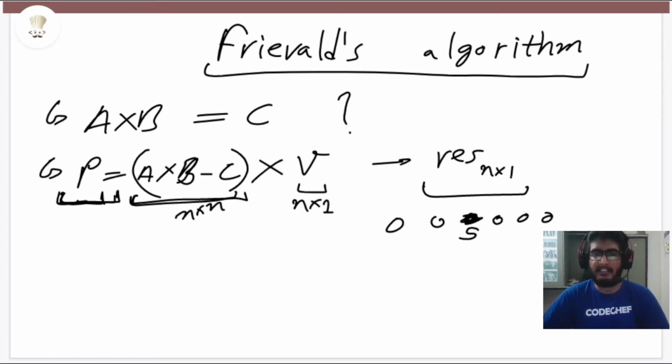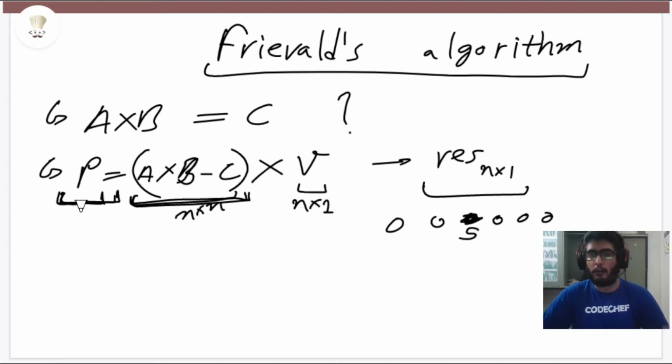But if we had a 0 matrix initially, then multiplying with another n by 1 vector, we would always get a 0 vector, right? So that is why if this whole resultant vector turns out to be 0, we can say P is a 0 matrix probably, and this is called Freivalds' algorithm.